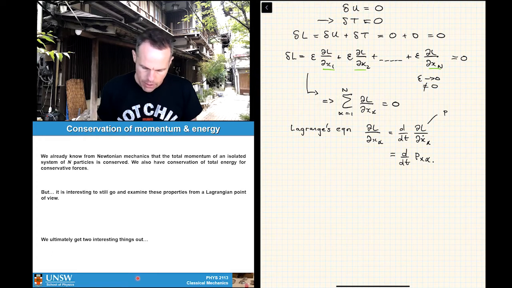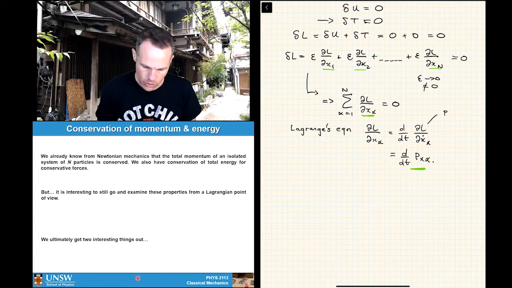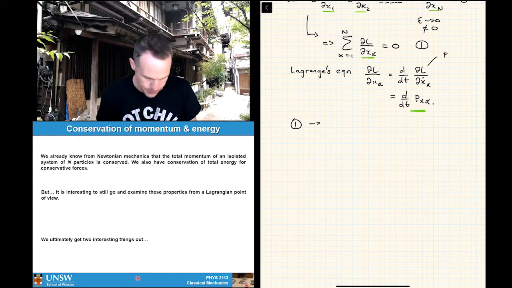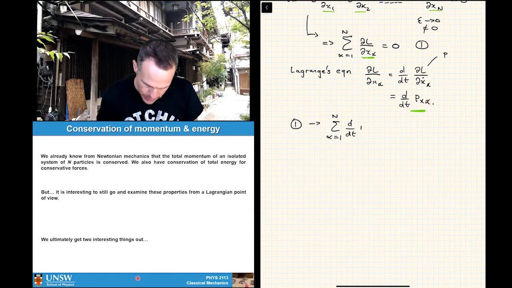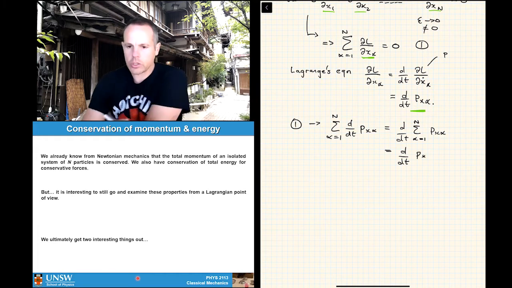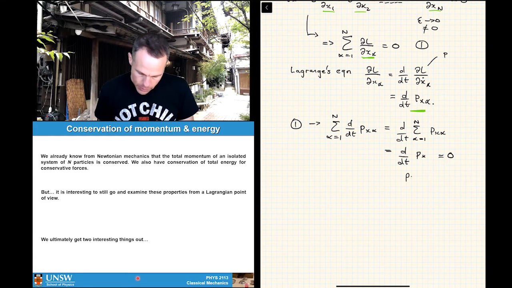But what we can do is we can take every single term in here and use its corresponding Lagrange equation to make a transformation to this term. Okay, so let's call this equation 1. Our equation 1 will become here sum alpha equals 1 to n d on dt p x alpha. And of course, the d on dt can come out the front, so d on dt of sum alpha equals 1 to n of p x alpha. And if we add this up over all those components, this is just d on dt of p x, which is the total x component of momentum across all the particles, okay? That's got to be equal to 0. And of course, we can integrate both sides here, so p x is equal to a constant, right?